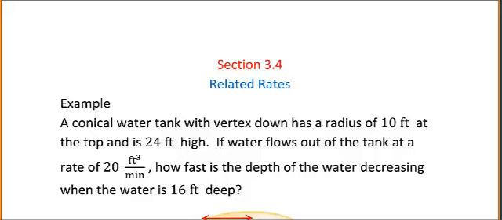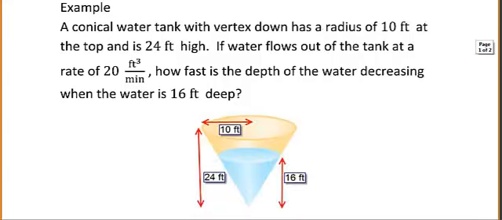In this example, we'll look at a related rate problem that has to do with the draining of a tank. The tank is shaped like a cone, with the vertex of the cone being downward and the circular end of the base of the cone being upward. The tank is 24 feet from the vertex up to the center of the circular base of the cone, and the circular base of the cone is 10 feet in radius. All right. And water is flowing out of this cone at a rate of 20 cubic feet per minute.